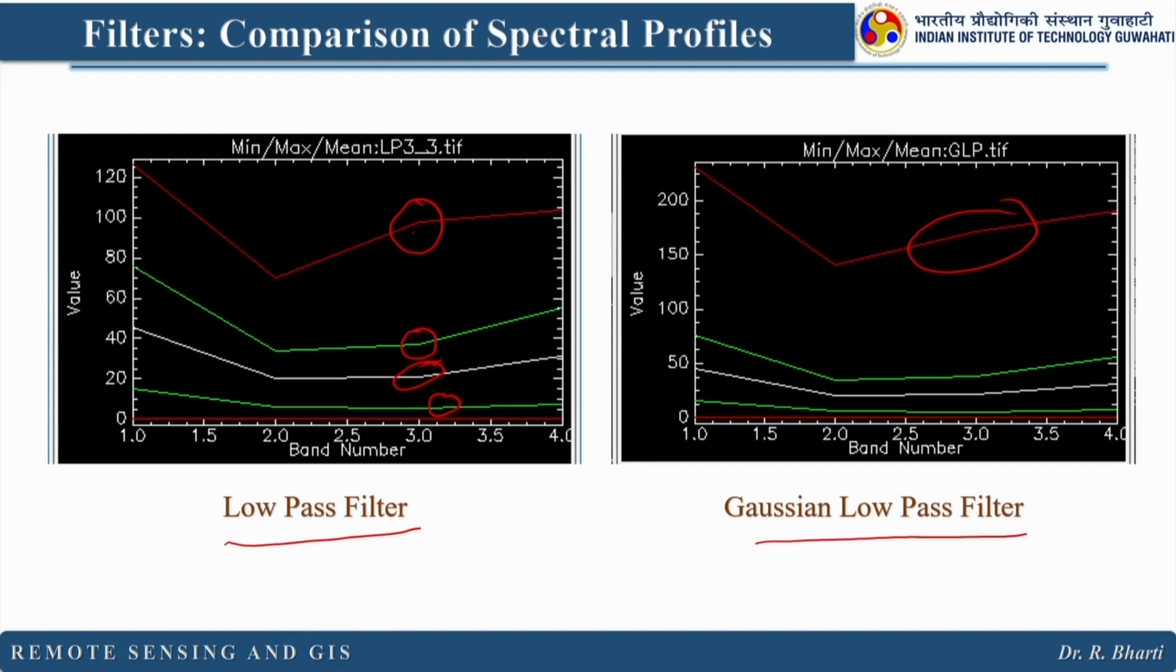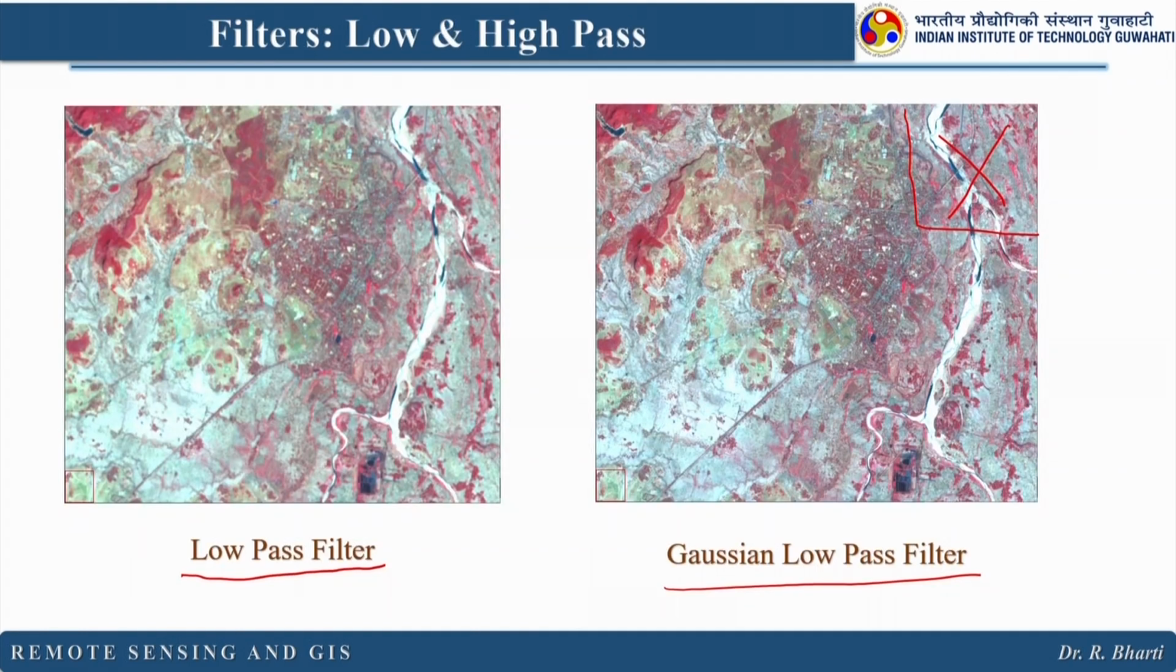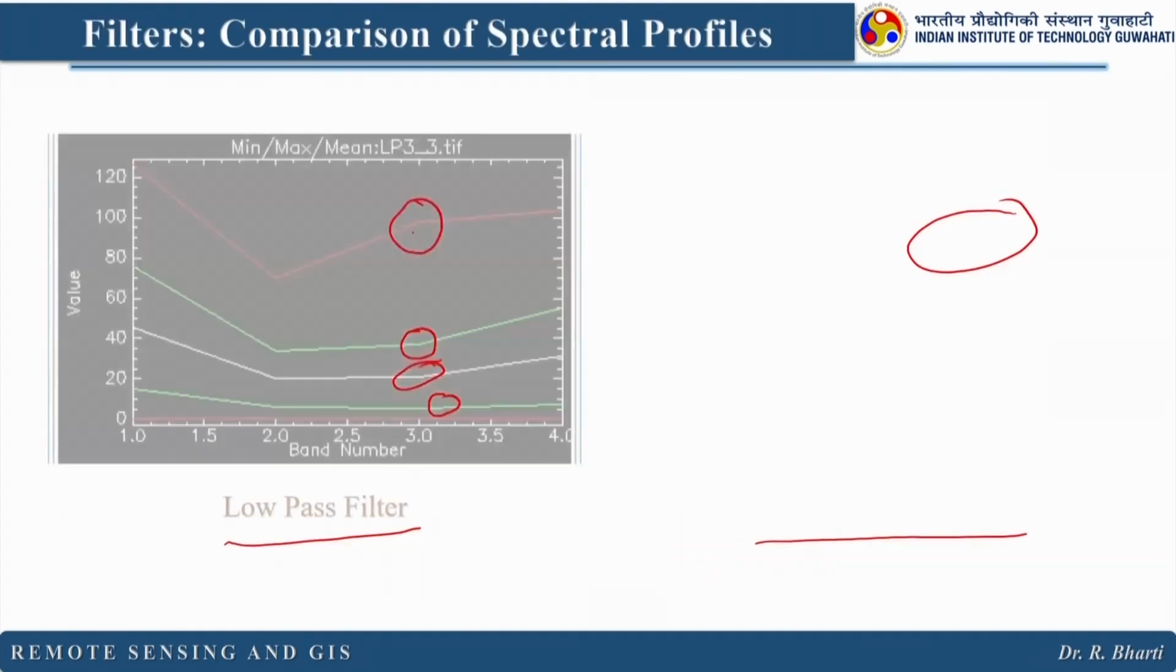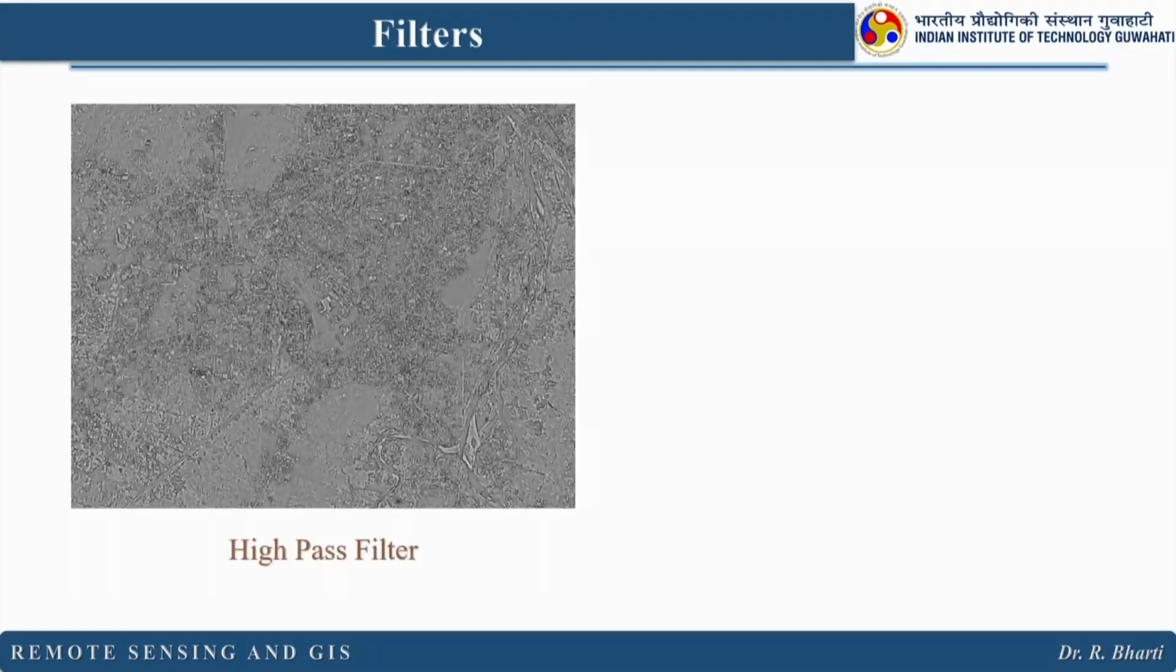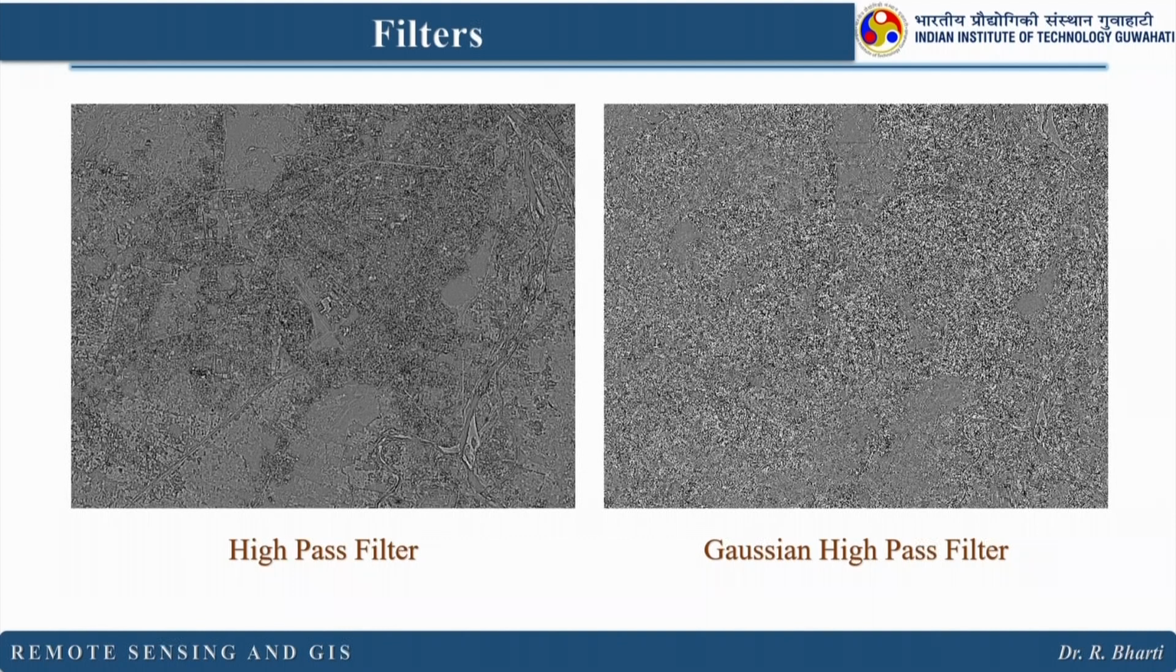Now, in which condition can you apply this Gaussian low pass filter? When your image size is very small. For a big area it may not work, but in a small area it may give you a better result than the low pass filter. Now we have an example of the high pass filter and the Gaussian high pass filter.